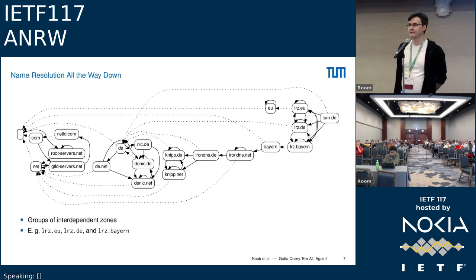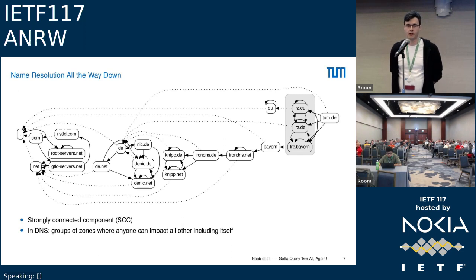If we squint hard enough, and it's already oriented that way, we're going to find some zones that seem to interdepend on each other. For example, lrz.eu, lrz.de, lrz.bayern are all zones that point to each other, where the name server records point to each other's zones, including itself. If we go back to graph theory, that looks a lot like a strongly connected component. Meaning, from each node in this group, I can walk to each other node and come back to the origin, and I can influence myself.